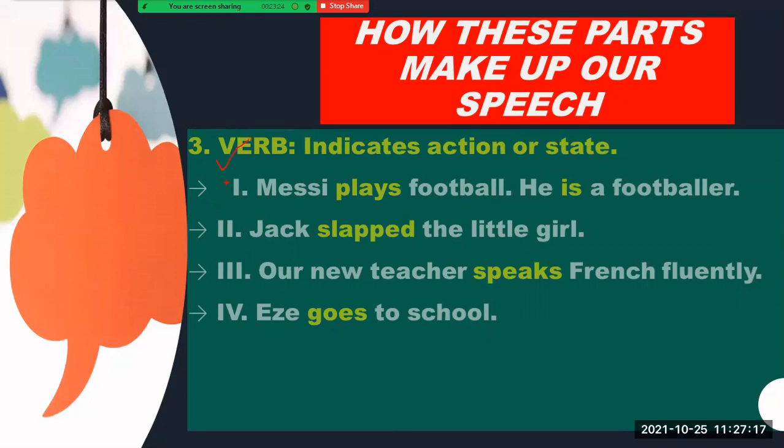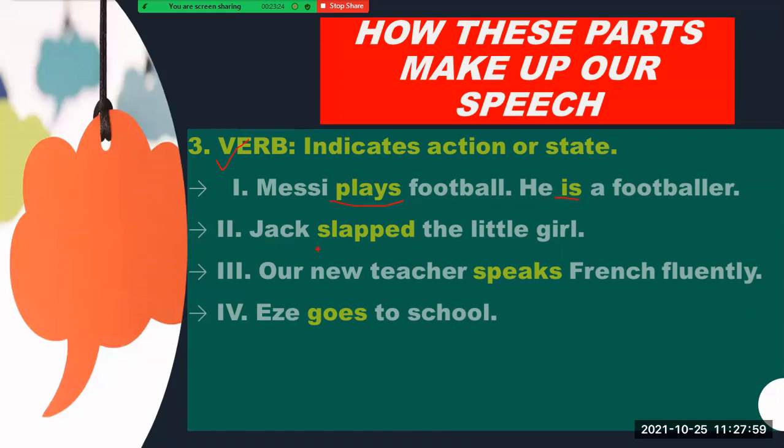Now let's look at example 1, how these parts make up our speech. Messi plays football, and the verb here is plays. Here, the verb plays reports the action of Messi. Then we have another type of verb, which is a verb of being. He is a footballer. Here, is is a verb. It's not talking about the action of Messi, but the existence of Messi. It's a verb of being.